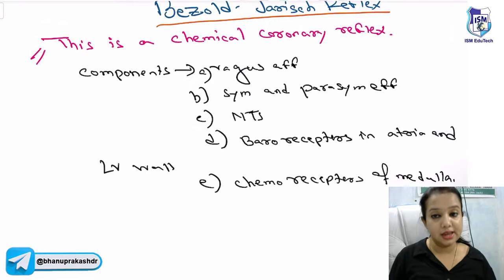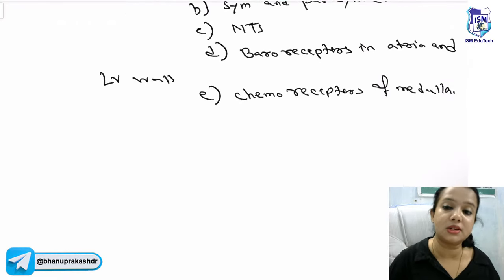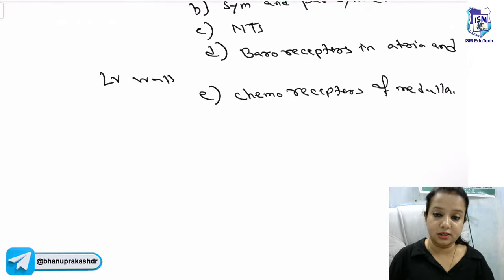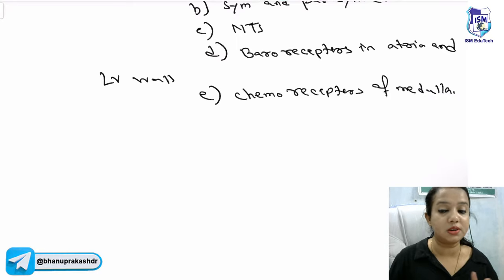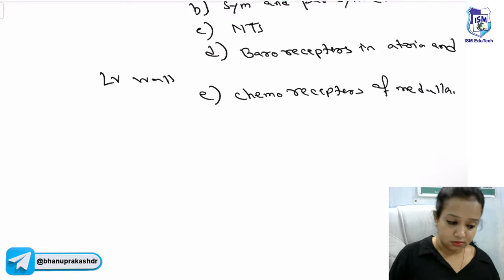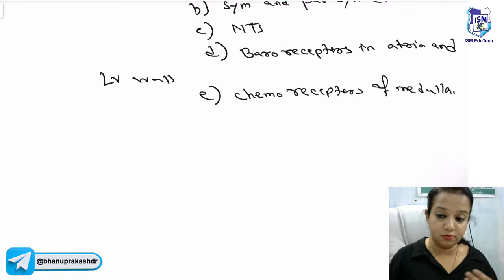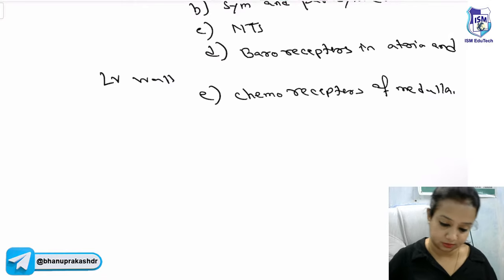Now here the funny thing is that though it is a chemical coronary reflex, meaning this reflex is elicited by some chemical substances, yet not only the chemoreceptor but also the baroreceptor and the stretch receptor present in the atria as well as in the walls of the ventricles participate in the elicitation of this reflex.